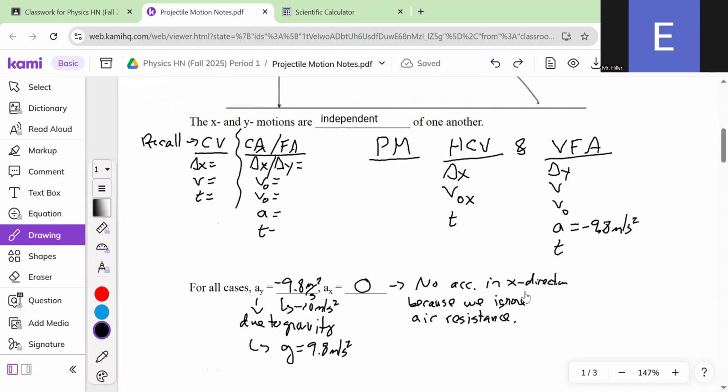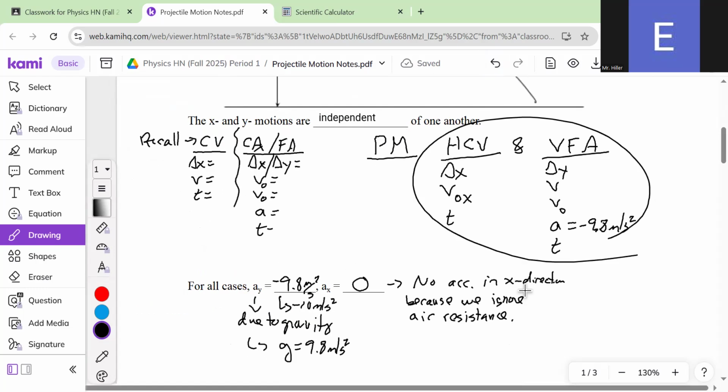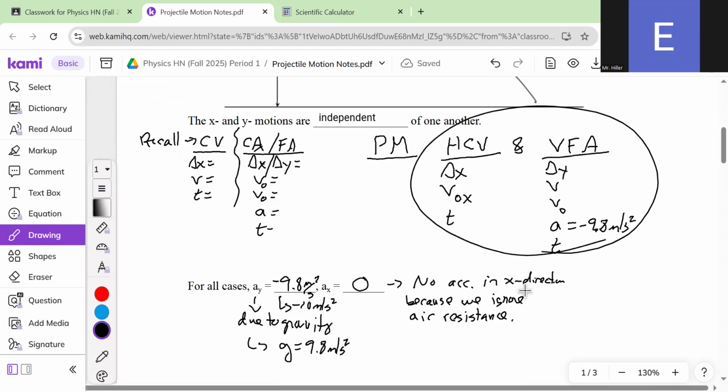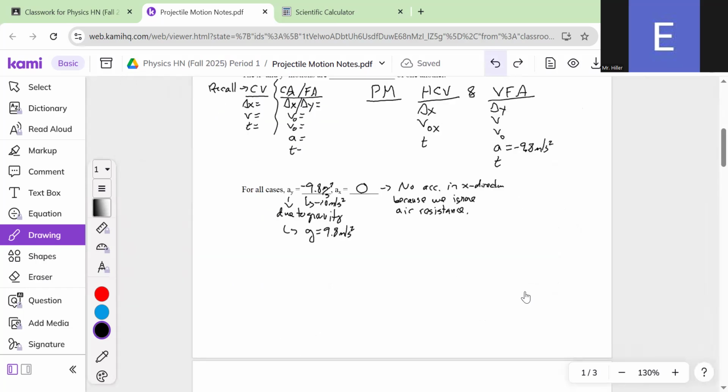So when we do a projectile motion problem, we will make a list of 8 variables. Three for constant velocity, 5 for constant acceleration, 8 total variables for projectile motion. Let's see how all that works.